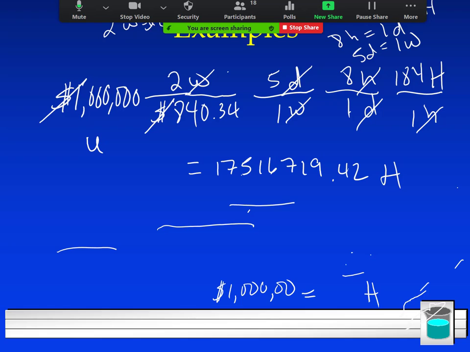I work exactly 2 weeks to make $840.34. Well, it's a salary, so it doesn't change. So the 840 is unlimited, and the 2 weeks is the definition, so that's unlimited. 5 days in 1 week. Why 5 days in 1 week? Because that's the definition of a work week. It's a definition. Unlimited.